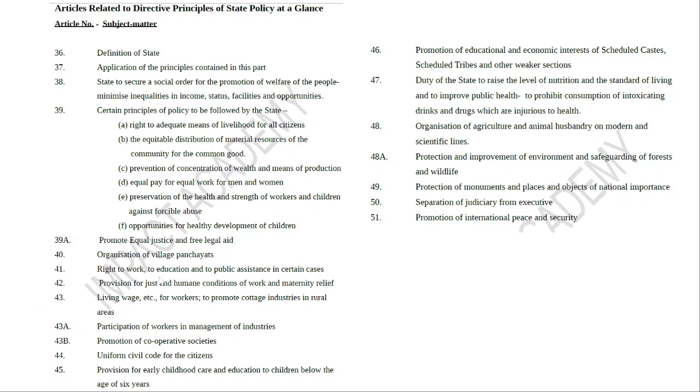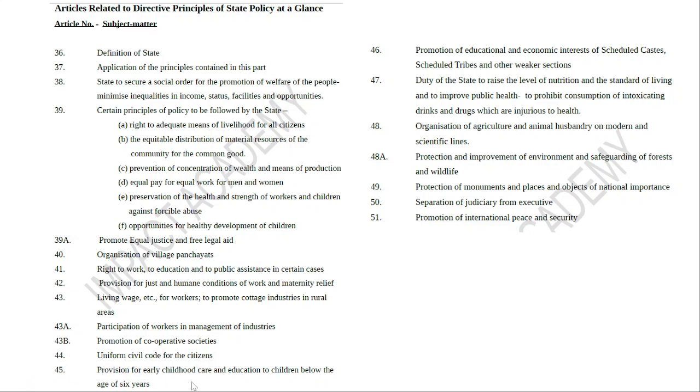So 42 is just and humane conditions of work and maternity relief. 43 is living wage, and promote cottage industries in rural areas. So not 39. This is 43B. I'm sorry, 39A is only there, promote equal justice and free legal aid. So it's basically 43A is participation of workers in management of industries. Then 43B is promotion of cooperative societies, not 39B, 43B. 44 is very, very important, uniform civil code for citizens, because it is currently in use. Okay, uniform civil code is 44.